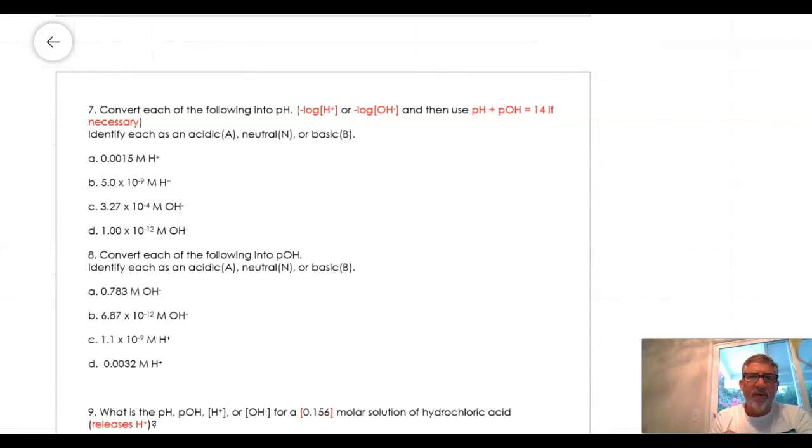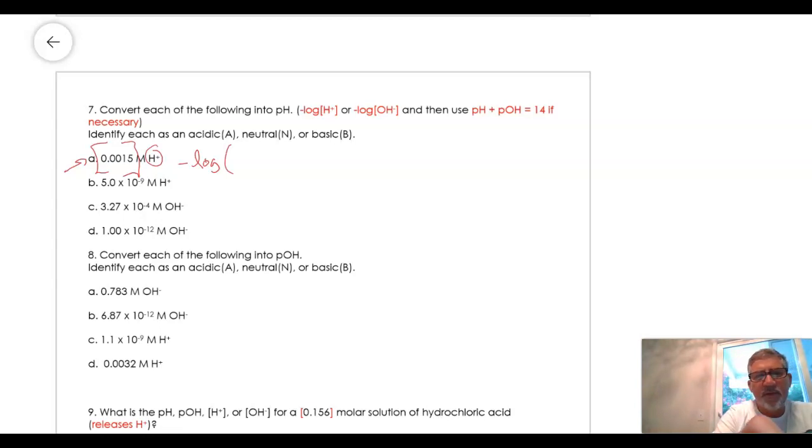says convert into pH. Okay, so if I look at number 1, so number 1 is hydrogen positive, and this is a function of concentration, so molarity is concentration, so I just have to simply put it into my calculator. So in my calculator, I type the negative sign, I type the log, it gives me a parenthesis, and I can put 0.0015, close parenthesis, equal, and from that, I get a pH equal to 2.8.